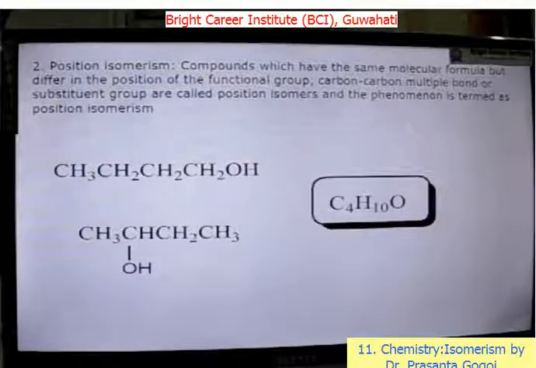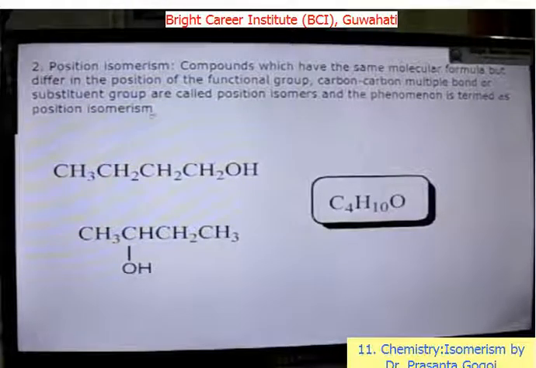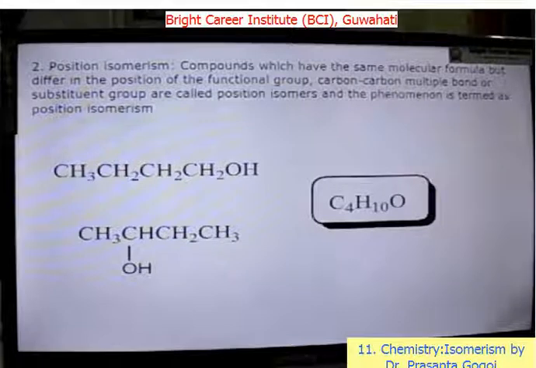Position isomerism. The compounds having the same molecular formula but differ in the position of the functional group and carbon-carbon multiple bond or substituent group are called position isomers, and the phenomenon is termed as position isomerism. These are two examples of position isomerism. You can see that here the position of the OH group is number 1, and here the position of the OH is number 2. So these are called position isomers.